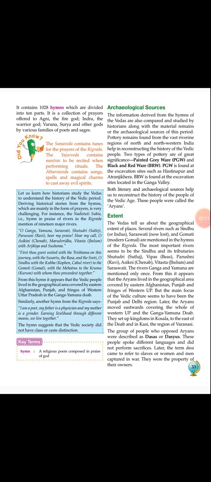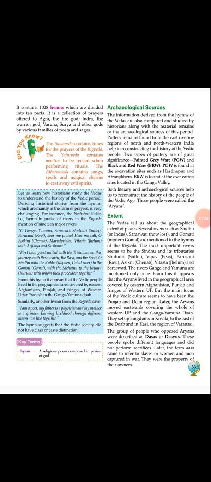The information derived from the hymns of the Vedas is also compared and studied by historians along with the material remains, or the archaeological sources, of this period. Pottery remains found from the West Riverine region of North and Northwestern India helped in reconstructing the history of the Vedic people. Two types of pottery are of great significance: Painted Grey Ware, PGW, and Black and Red Ware, BRW. PGW is found at excavation sites such as Hastinapur and Atranjikhera.